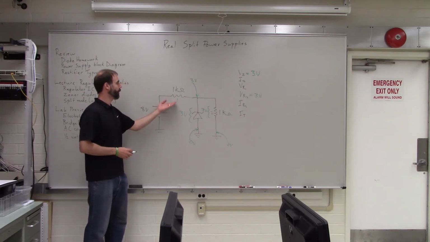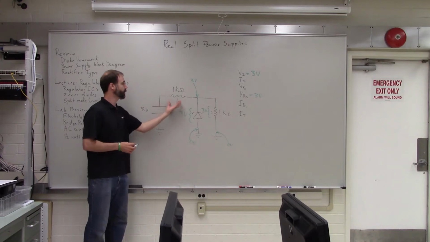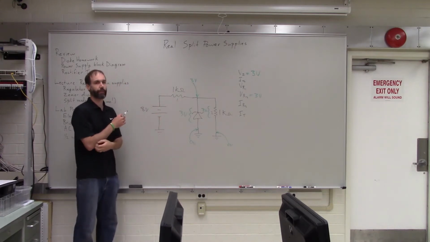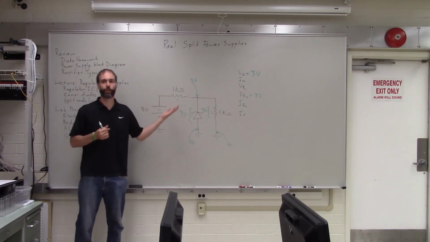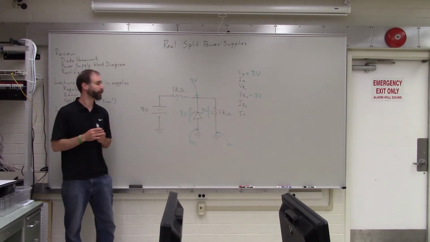Now we have to figure out the voltage on resistor 1. And it's the voltage across resistor 1, right? So that's the difference between the voltage on one side and the voltage on the other side.